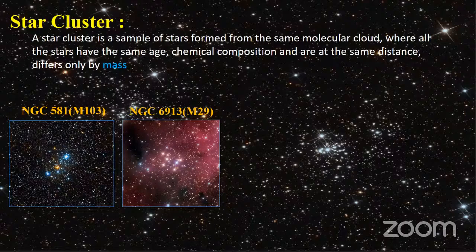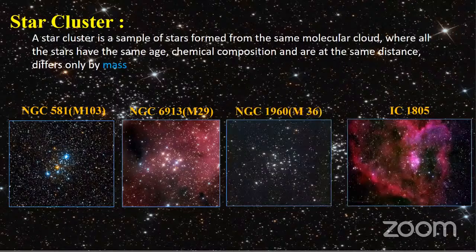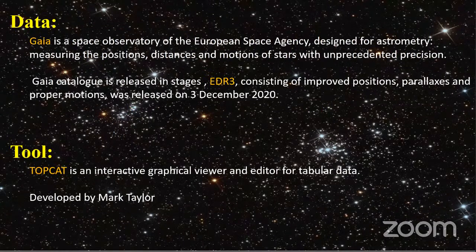Gaia is basically a space observatory by the European Space Agency, which is measuring the positions or distances and motions of stars at a really high precision, with an accuracy of 2 microseconds. Its catalog releases in stages, and EDR3 is the recently released one, in December 2020, and I've used that EDR3 data. I have used TOPCAT as a tool to analyze the star clusters, which is basically a graphical viewer and editor for tabular data, developed by Mark Taylor.